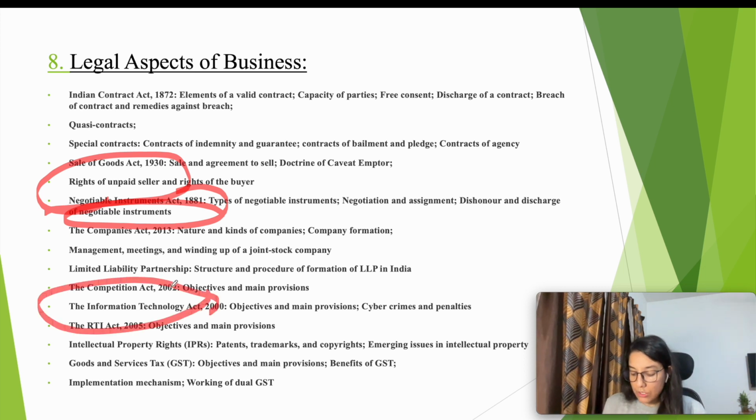For example, Competition Act, they will write 1968, 2002. Like that, they will put different years, and you have to mark which is the correct match. Questions related to that, very important. So Competition Act, very important. Companies Act, Limited Liability Partnership. You should know the working of all of this.